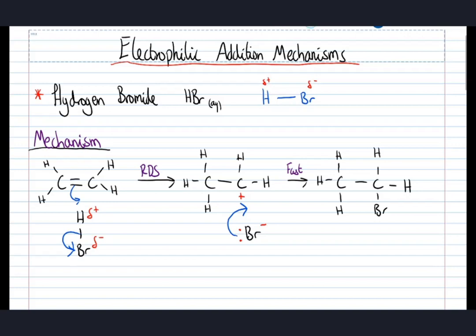Again, in the exam, you might be asked to identify what the electrophile is. The electrophile is not hydrogen bromide. The electrophile is the delta positive hydrogen of the hydrogen bromide. And you won't get marks for saying that it's the hydrogen bromide. You have to say it's the delta positive hydrogen.